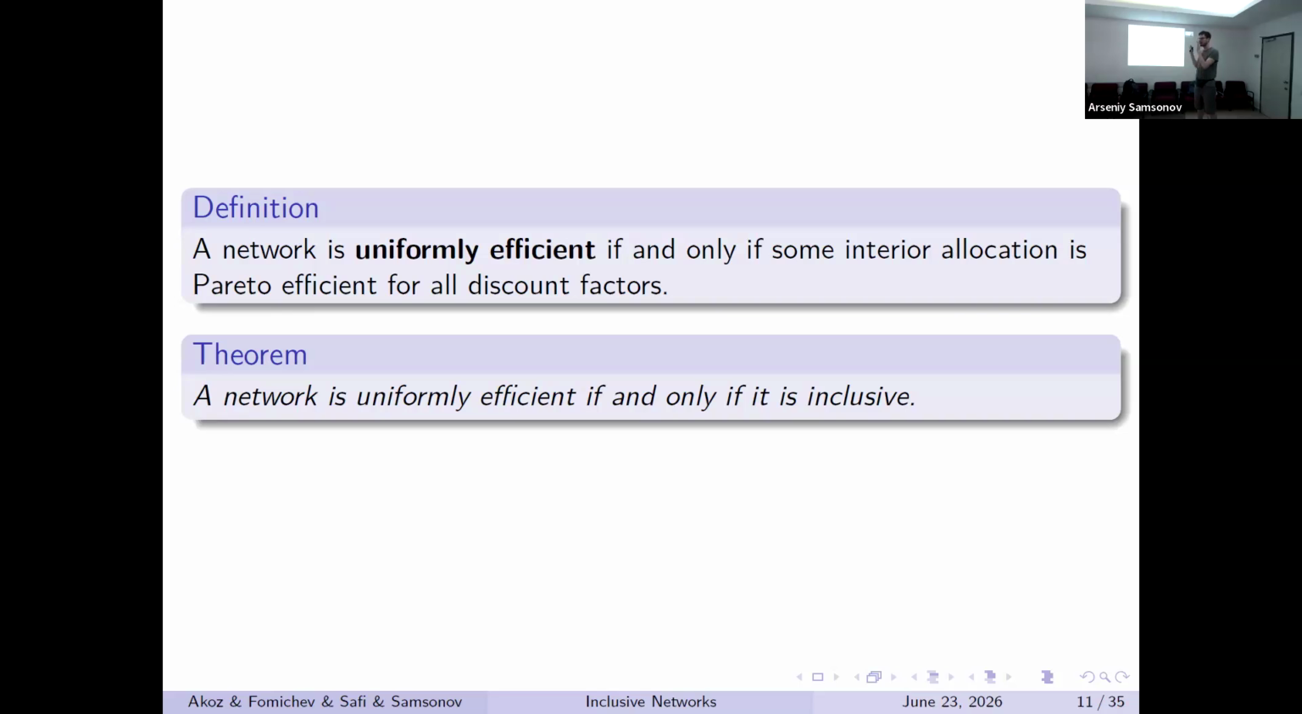So these are two equivalent properties. One property is that any interior allocation is always Pareto efficient. What is an interior allocation? Every agent gets a strictly positive allocation. Nobody gets zero. Two definitions: one, some interior allocation is Pareto efficient; the other, any interior allocation is Pareto efficient. And they are equivalent, so you can change some to any. Okay, can I go on?